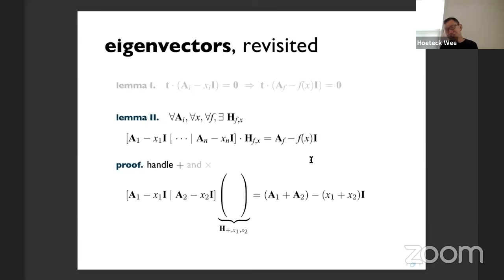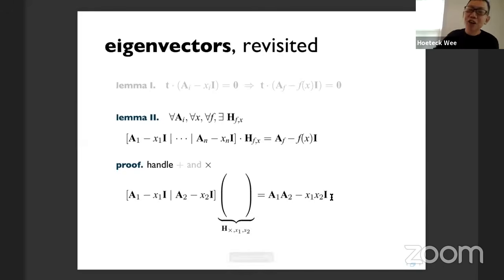So for addition, it turns out it's really easy. Basically, you just stack two identity matrices together. So this times this times this. The right hand side is basically what you get if you add these two matrices together, and then you get the thing on the right hand side. Okay. So multiplication is a little bit more interesting.